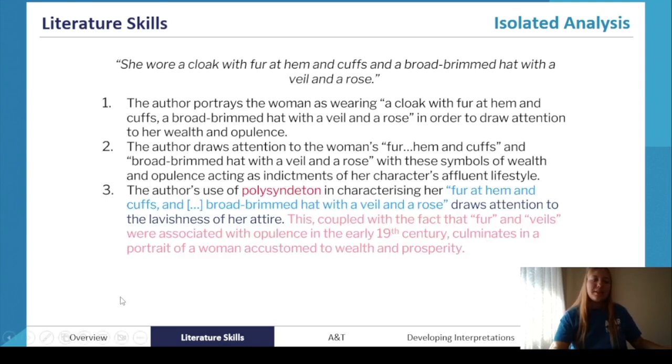So we can see the meta language here in pink identified for the technique. All of the other two examples fail to include the meta language. You might not be particularly familiar with polysyndeton, but you can see how the bouncy, rhyme-like rhythm of the sentence is creating that effect, and you can associate that with the technique. Fur at hem and cuffs and a broad brimmed hat with a veil and a rose. How it's combining things in a really rhythmic, nice pattern, and that's your polysyndeton.